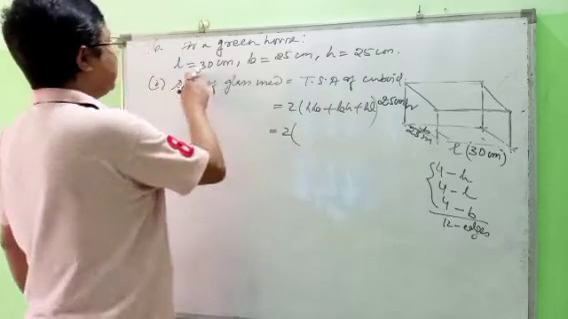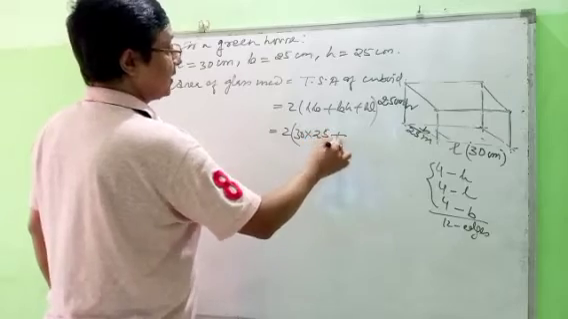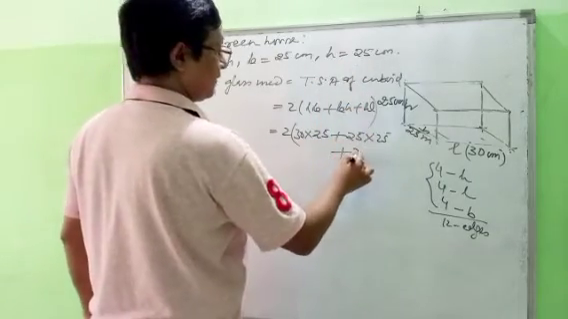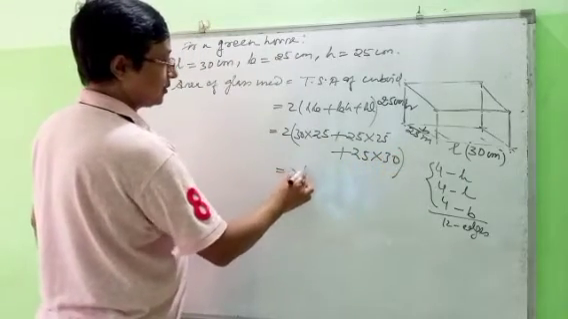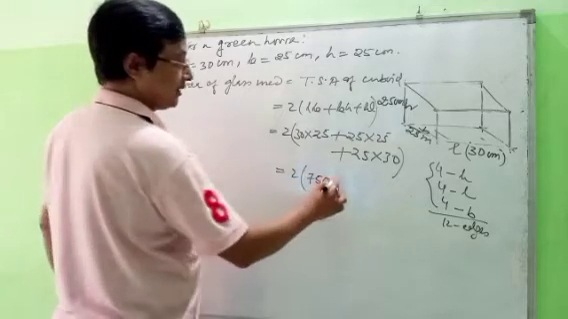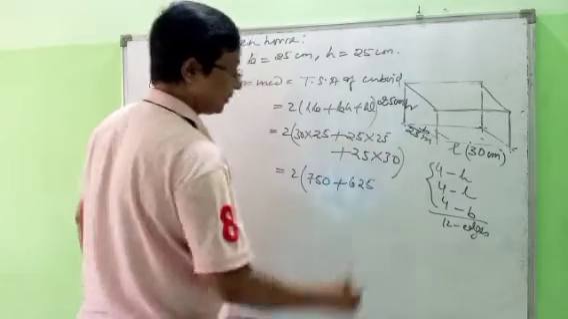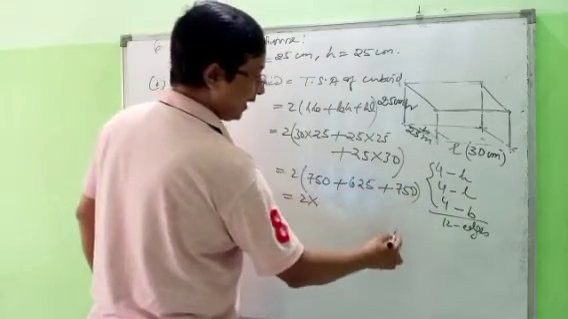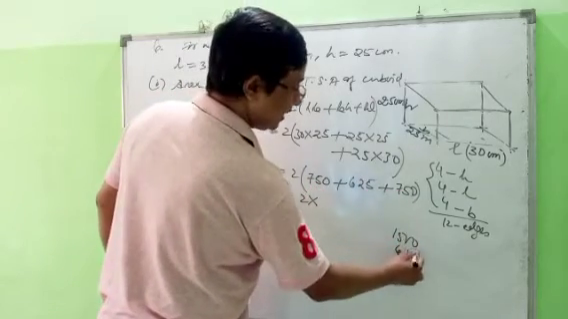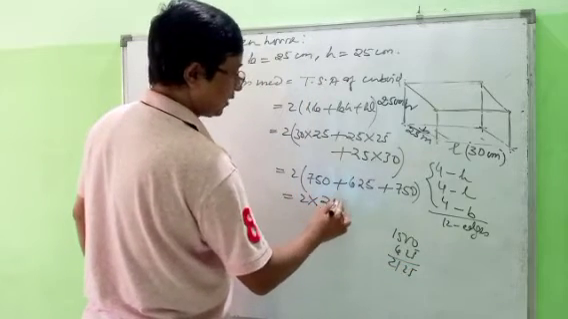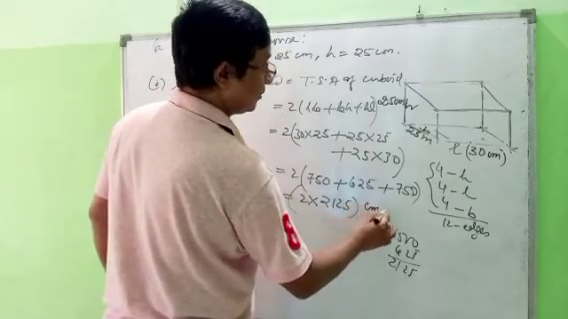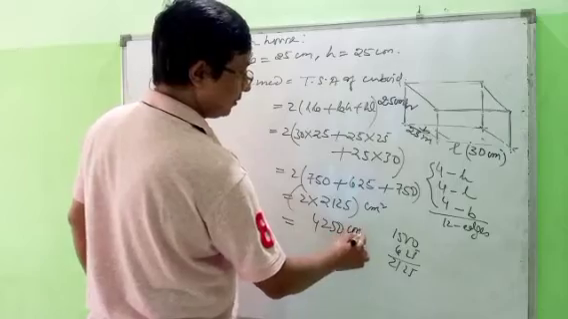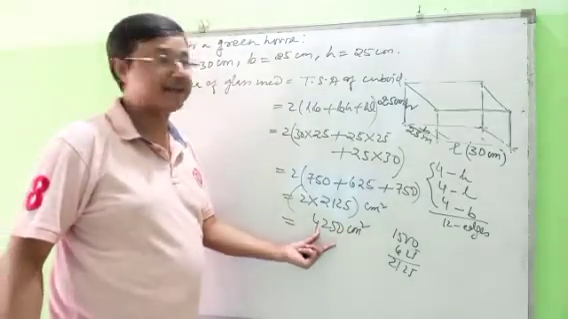So here twice of length 30 into breadth 25, plus breadth 25 into height 25, plus height 25 into length 30. So you get 750, plus 625, which is 25 into 25, plus 25 into 30, which is 750. Adding these you get 2125 centimeter square. Now twice of this, you will get 4250 centimeter square. So this is the total area of glass used in making this greenhouse.